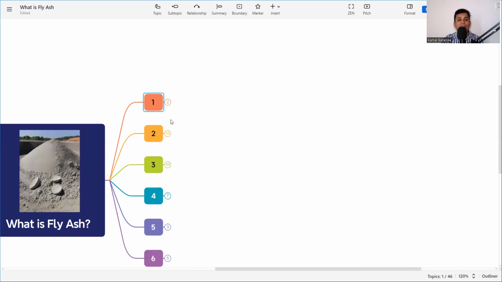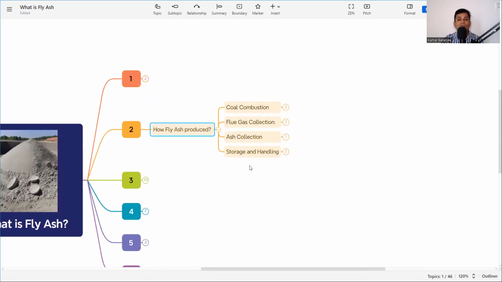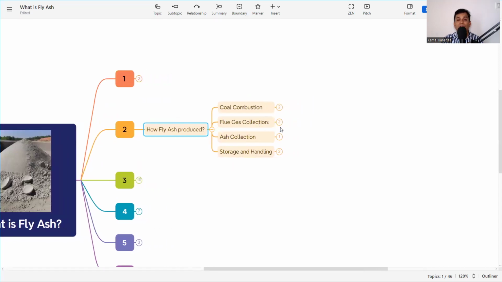Now this is fly ash. Now we need to know how fly ash is produced. Fly ash is produced first by coal combustion, then flue gas collection, ash collection, then storage and handling. These are the simple four stages. There are different stages, but in a simple way, these are the minimum four stages we need to know for how fly ash is produced.